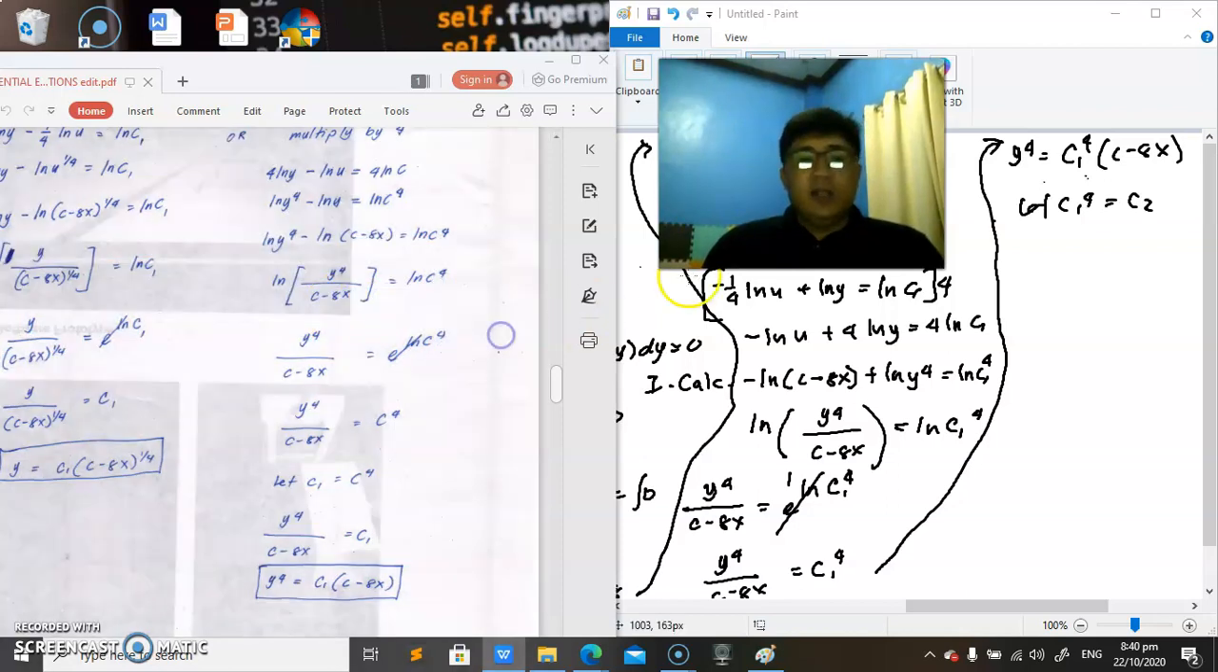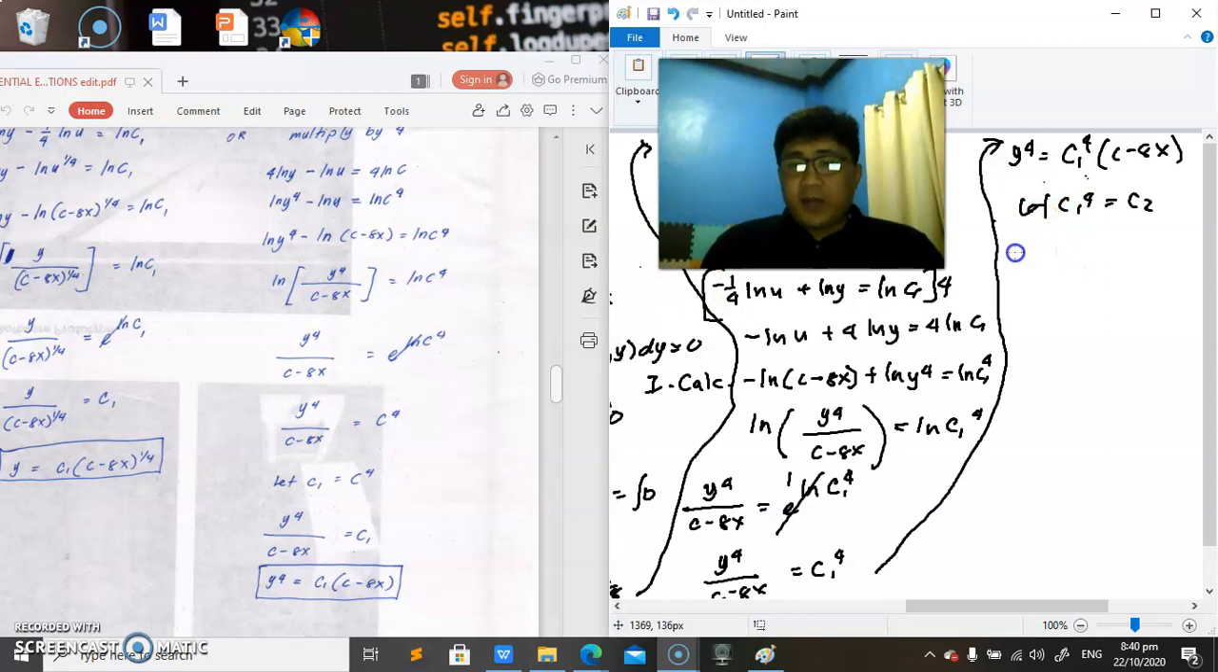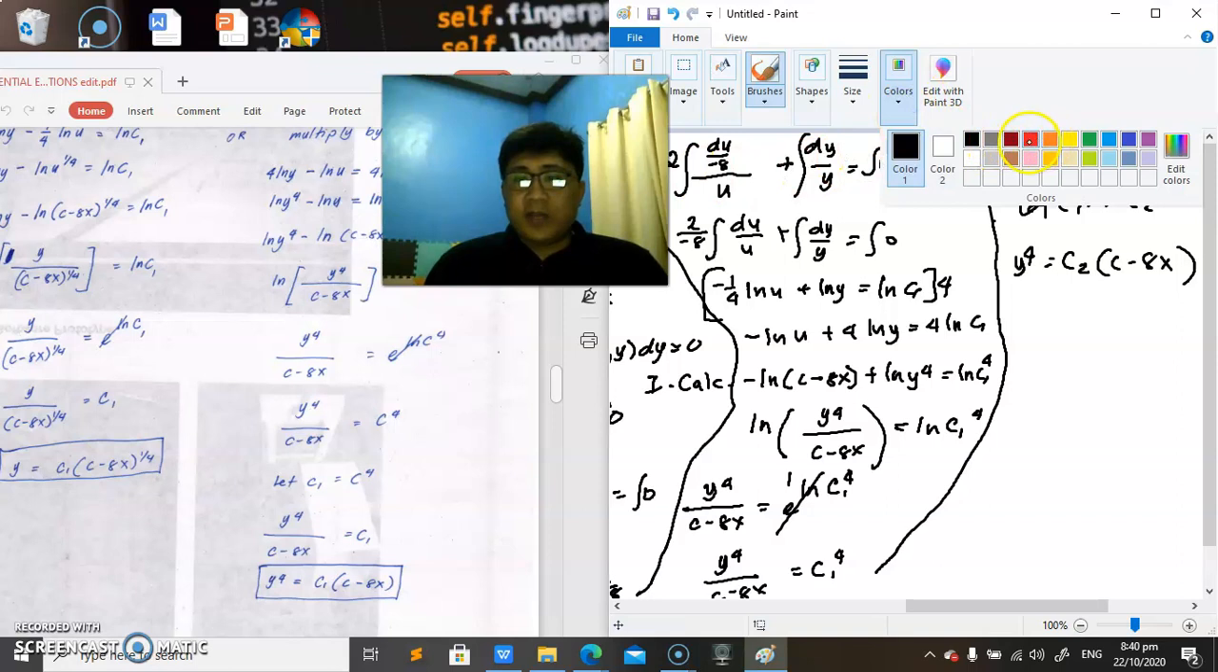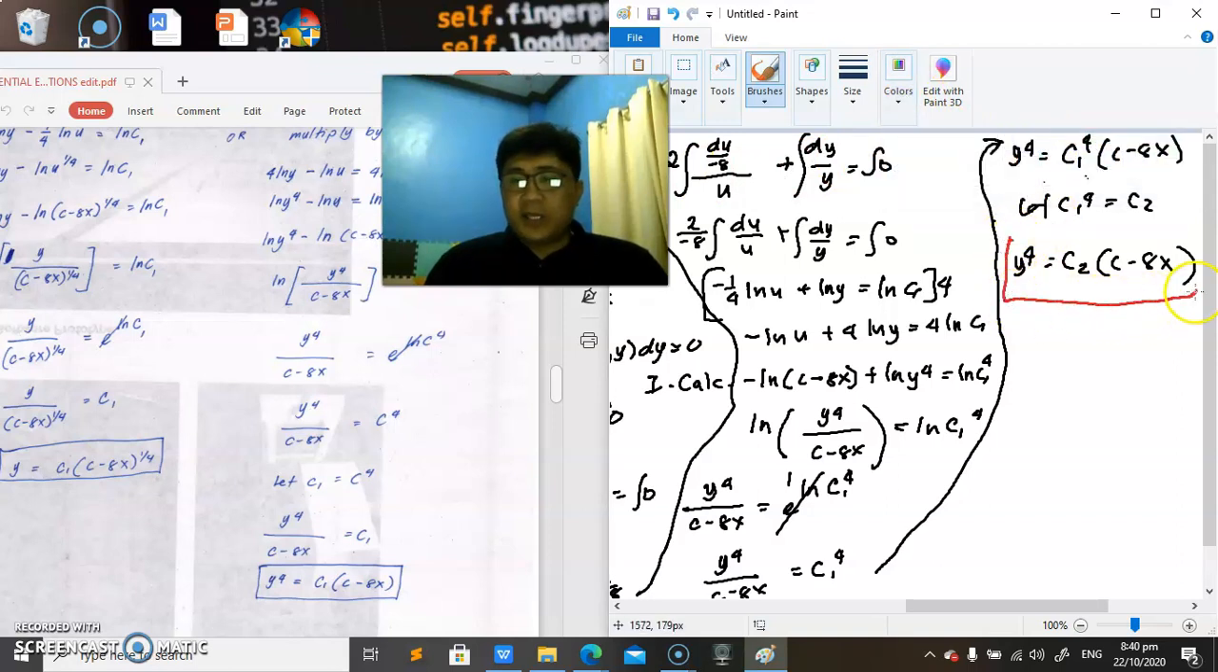They are not equal. So from here you have an equation of y raised to the power 4 equals c sub 2 times c minus 8x. So let me change the color of the final answer. Therefore, this is the equation of the trajectory in order to hit or to touch the tangent point at this equation. So in this equation, we have the condition for them to form 90 degrees.